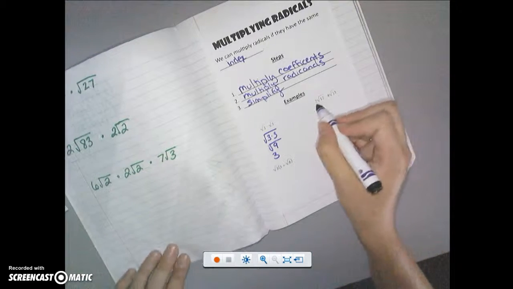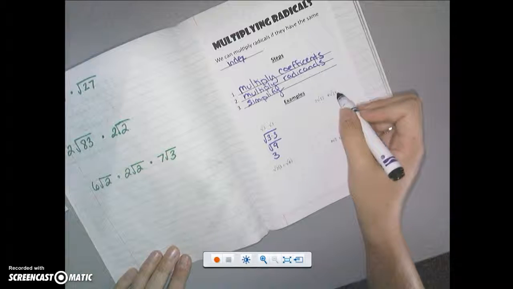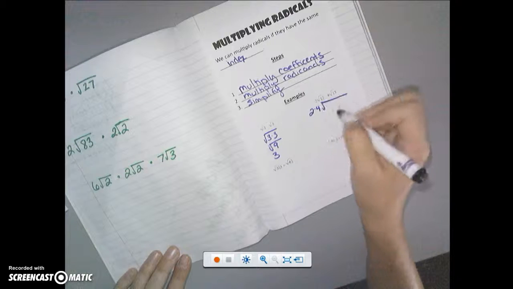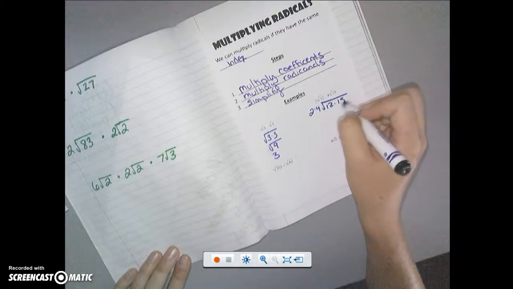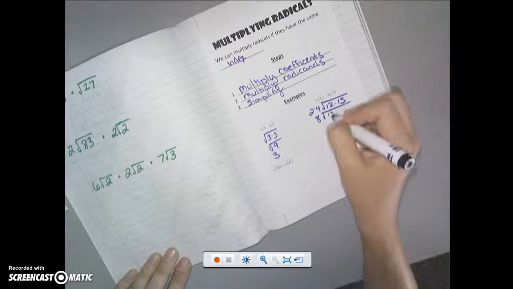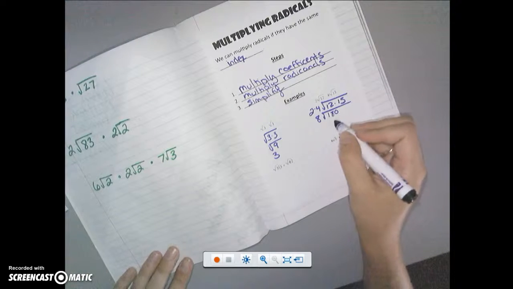Next, we have 2 square root 12 times 4 square root 15. We're going to multiply 2 times 4, and then inside 12 times 15. 2 times 4 is 8. 12 times 15 is 180. Now we have to make sure we simplify.